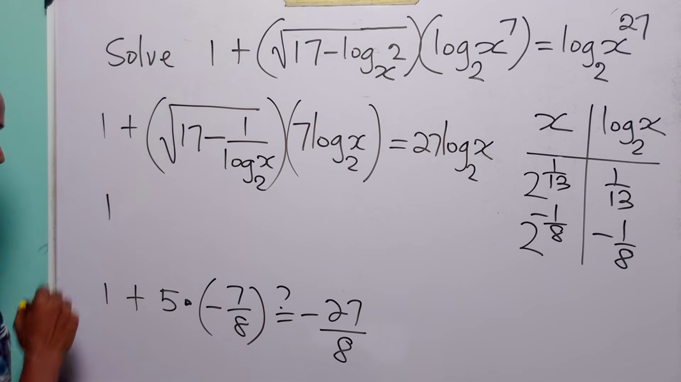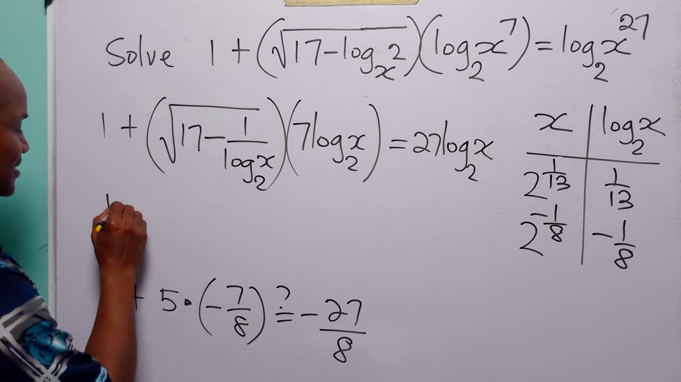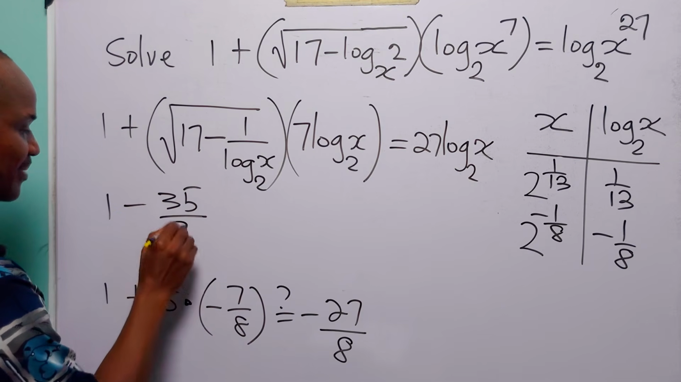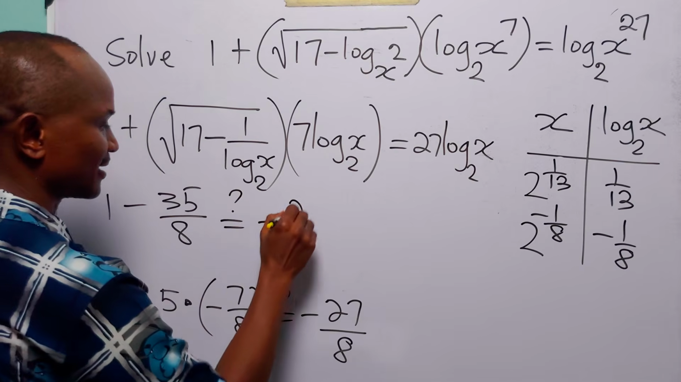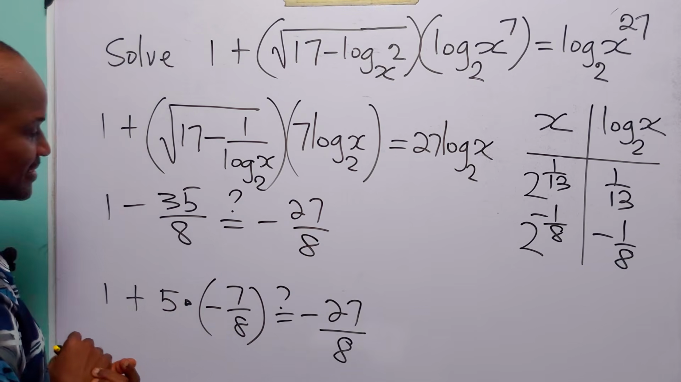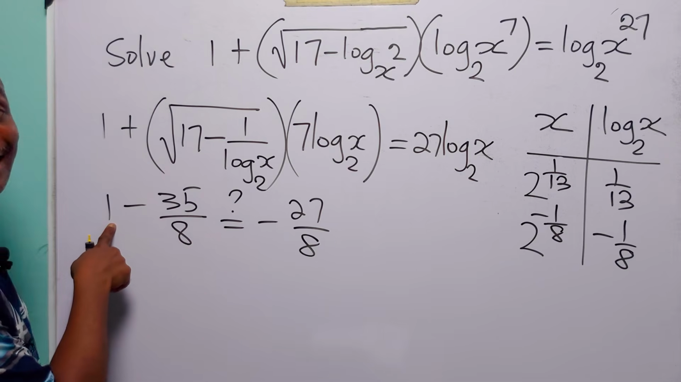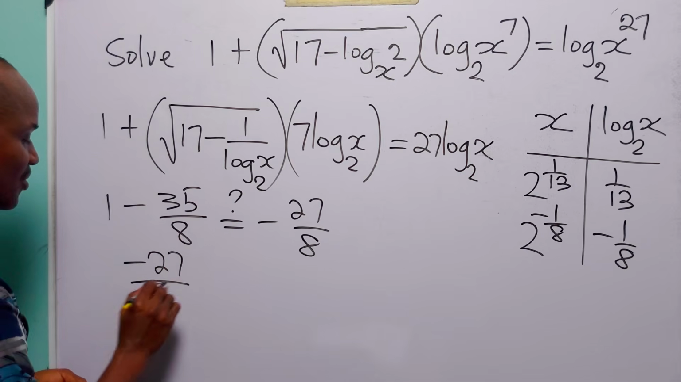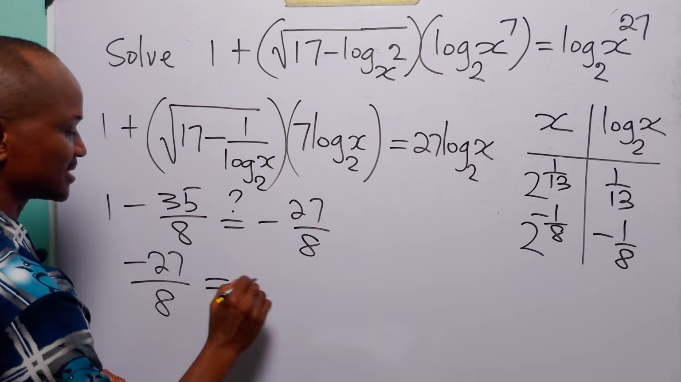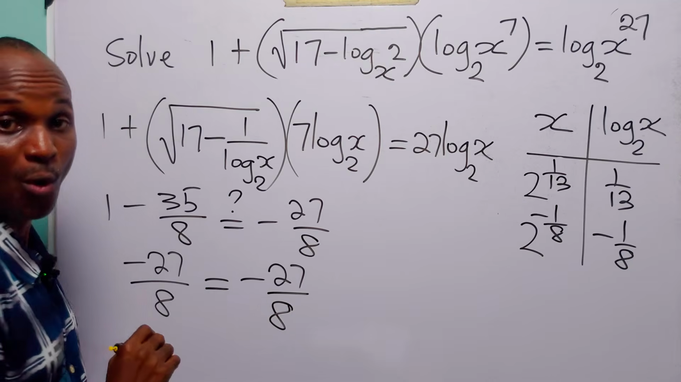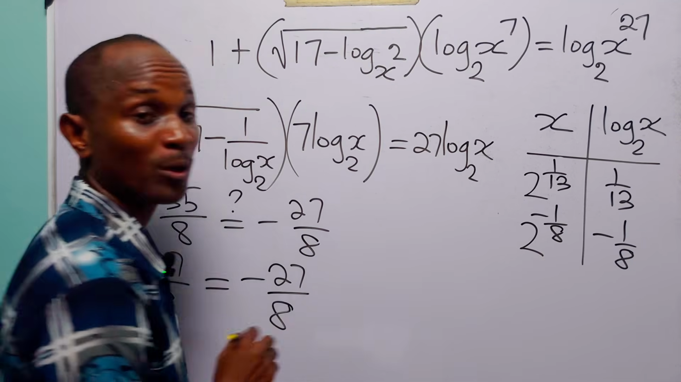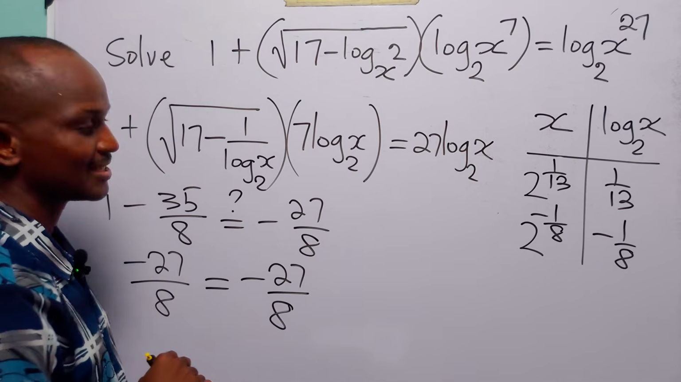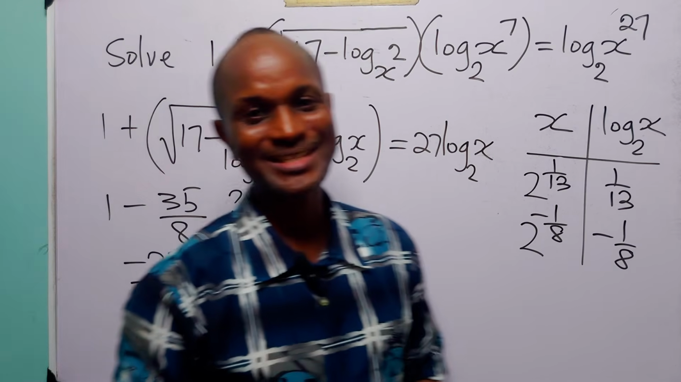And from here we have 1 plus minus is minus. 5 times 7 is 35 divided by 8. Is this equal to minus 27 over 8? 8 times 1 is 8. 8 minus 35 is minus 27 over 8. And of course, this is equal to minus 27 over 8. So when x is equal to 2 to the power minus 1 over 8, the left-hand side is equal to the right-hand side. And with that, we come to the end of this tutorial.